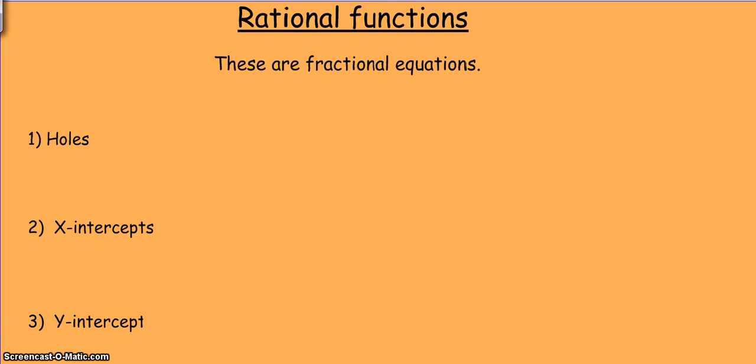Hello everybody, today we're going to be reviewing rational functions. So my name is Ms. Cartelli and we're going to be talking about fractional equations. So we have holes. Let's look at what a hole is.